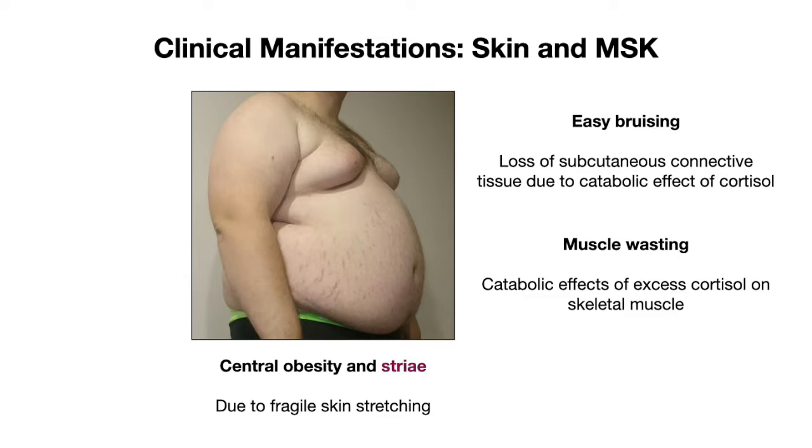Along with the purple striae, patients will also present with easy bruising, and this is thought to be as a result of the loss of subcutaneous connective tissue due to the catabolic effects of cortisol. Patients will also have muscle wasting, and this is usually proximal muscle wasting and weakness, and this is again due to the catabolic effects of cortisol acting on the skeletal muscle.